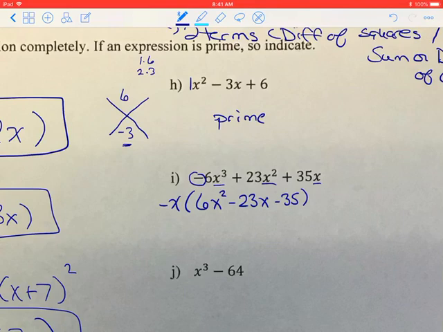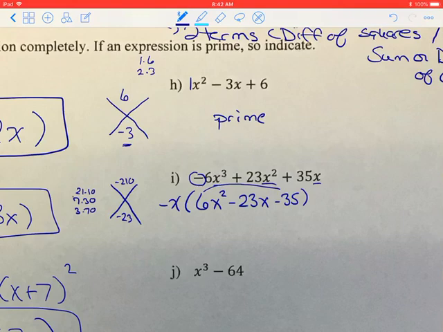All right, so now I want to think about factoring. So I need to get my key number, which will be 6 times negative 35. And that comes out to be negative 210. And then I want to find some combination that adds to be negative 23. So if you start playing with factors of 210, there's a lot of them, right? I could do like 21 times 10. I'm also thinking maybe 7 times 30 or 3 times 70.